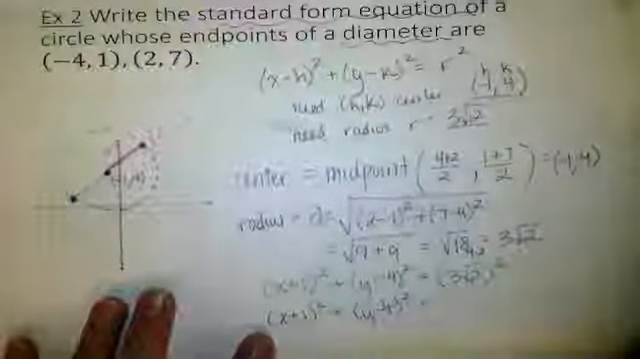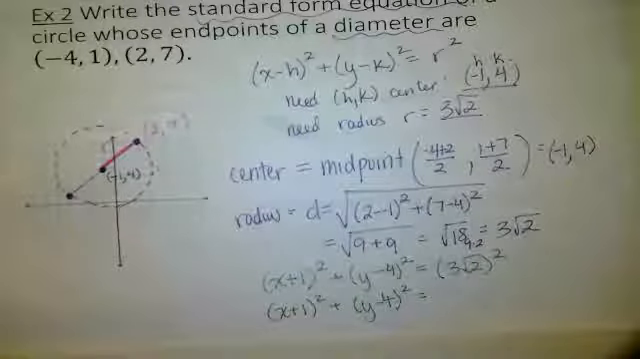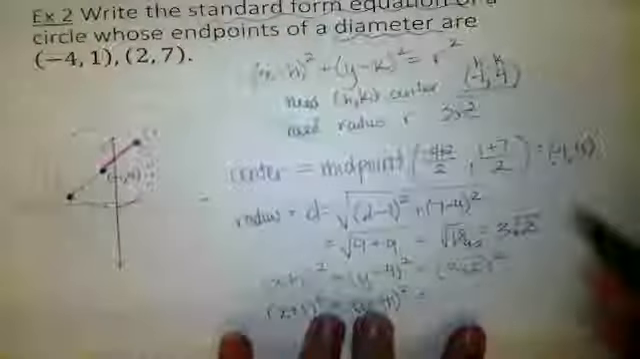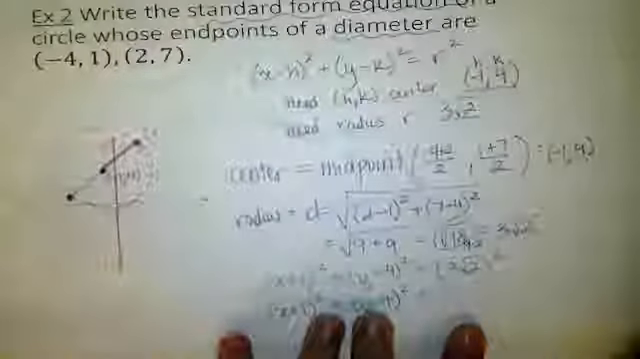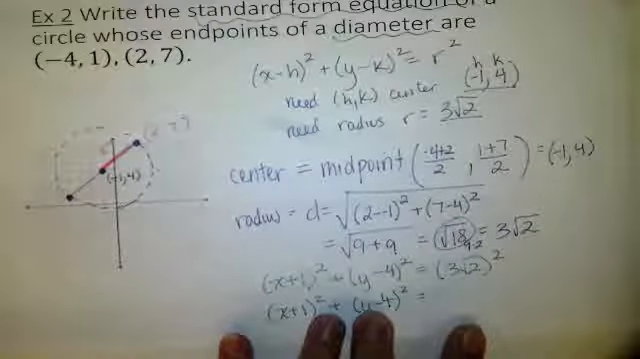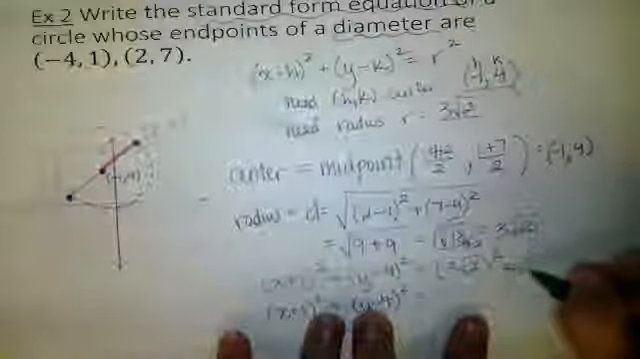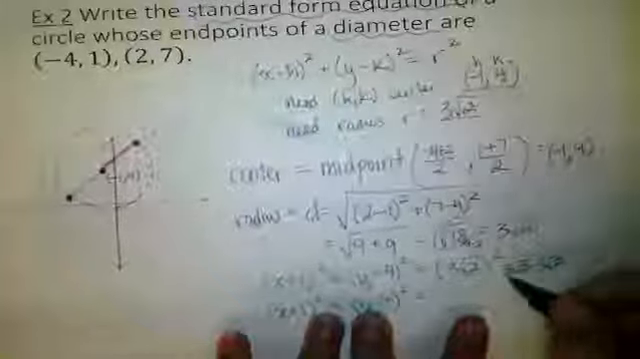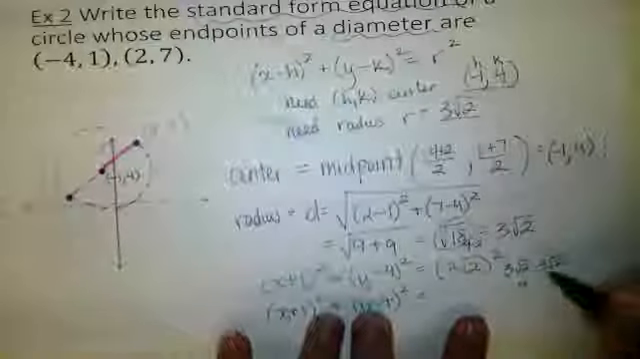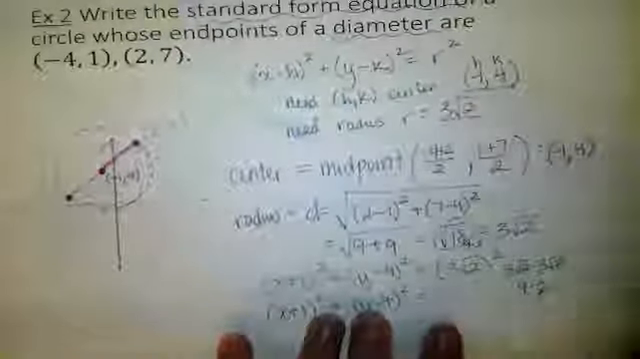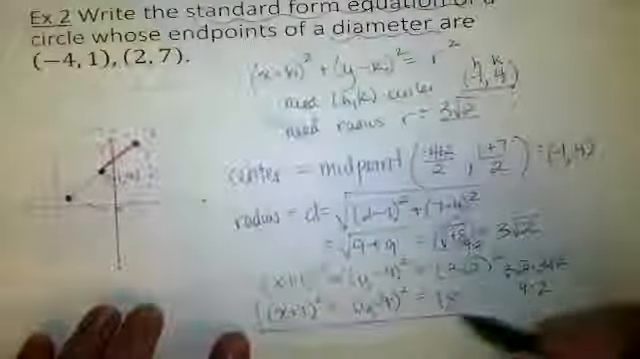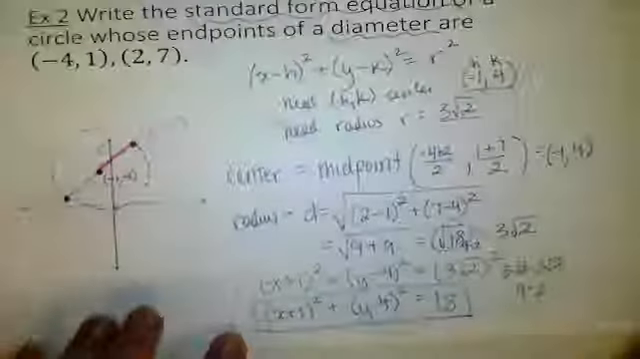Almost. It would just be 18. Yes. First of all, it was right here, right? There's radical 18, and if you square it, that'd be 18. Why is this? 3 radical 2 times 3 radical 2: what's 3 times 3? 9. What's radical 2 times radical 2? 2. There's the 18. Okay? This is our equation of the circle.